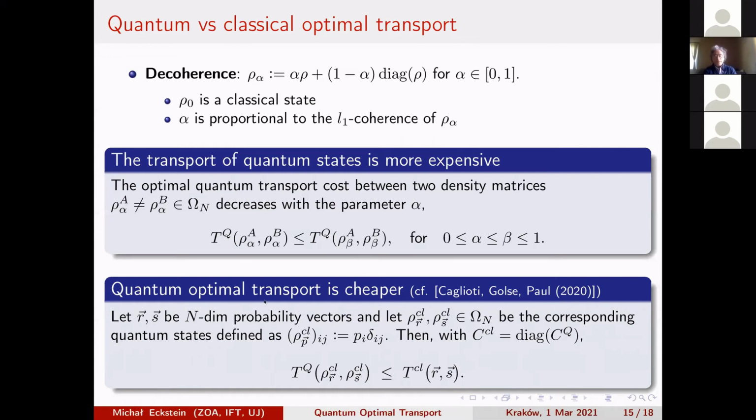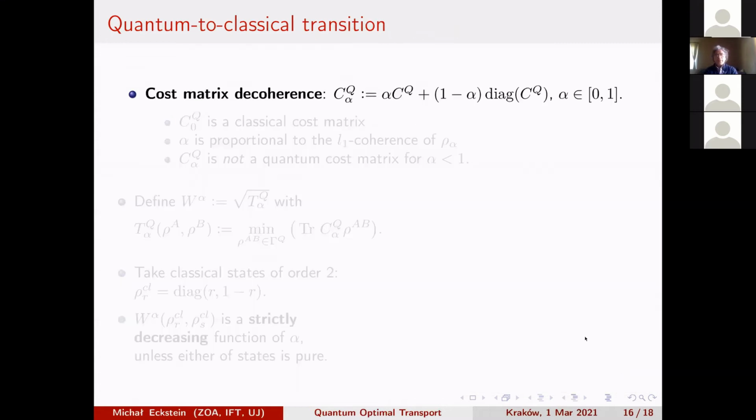This phenomenon we can study in slightly more detail. We can study a kind of quantum to classical transition. You can consider the decoherence of the cost matrix. Now you keep the states fixed, but you decohere the cost matrix. Again, you start with our projective cost matrix, and when alpha drops to 0, you will get just the diagonal of it. So you have a classical cost matrix.